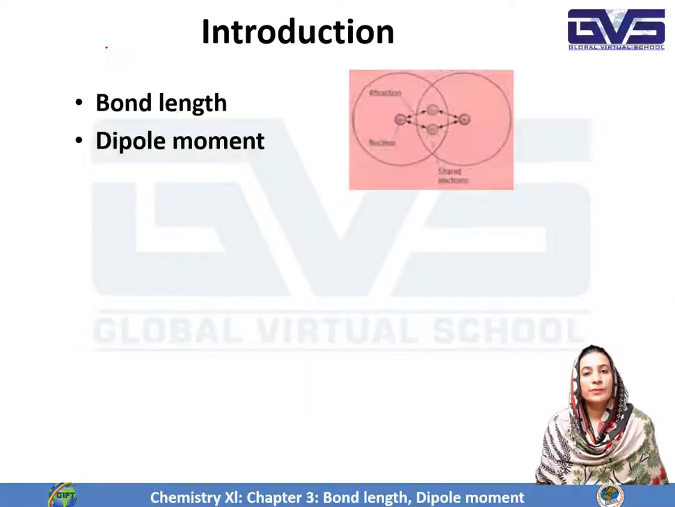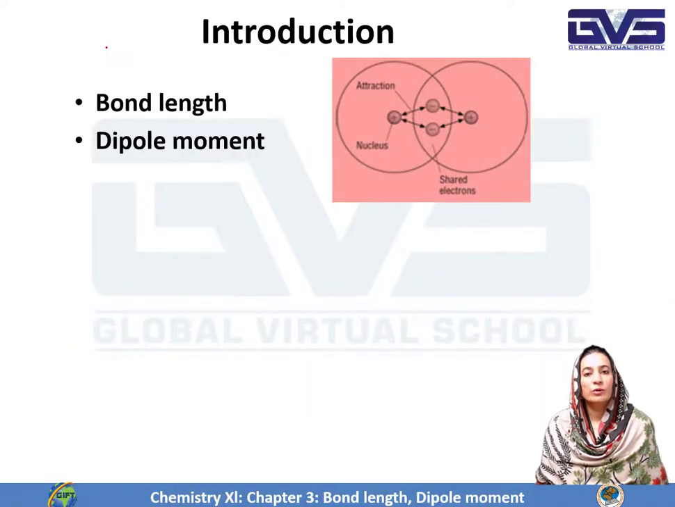The topic for today's discussion from chapter 3 of first year chemistry is bond length and dipole moment. Students, previously you learned about bond energy, and also observed the relation between bond energy and bond length. After this, dipole moment will be discussed in today's lecture.